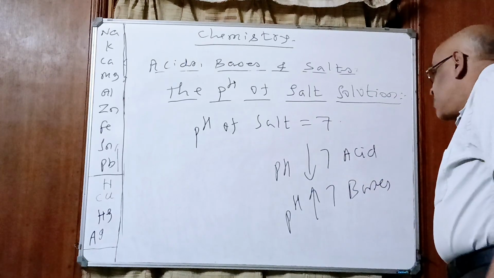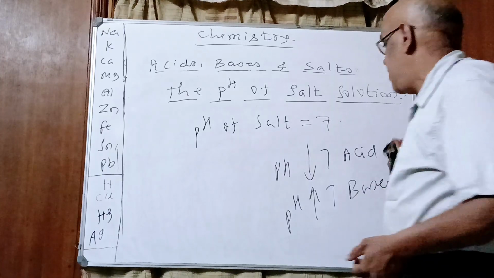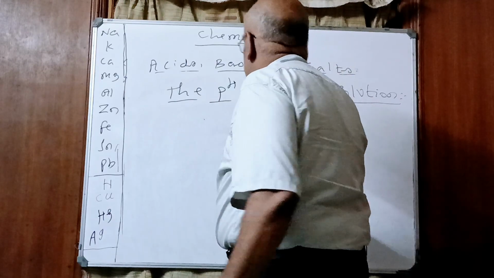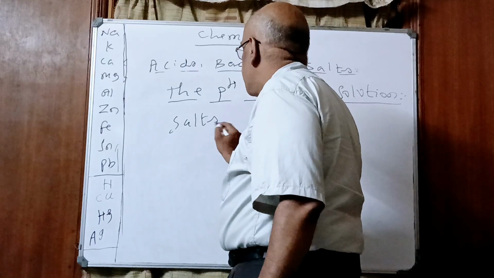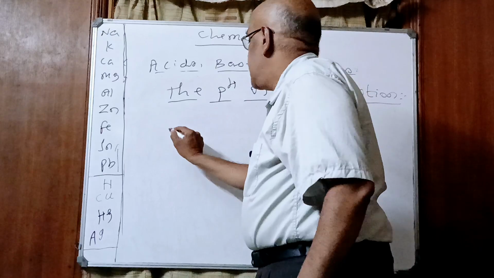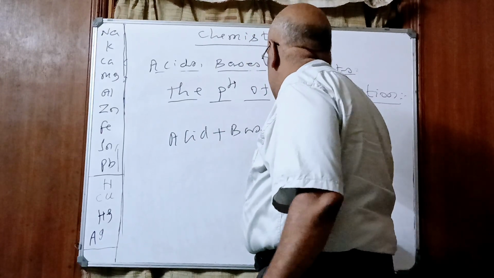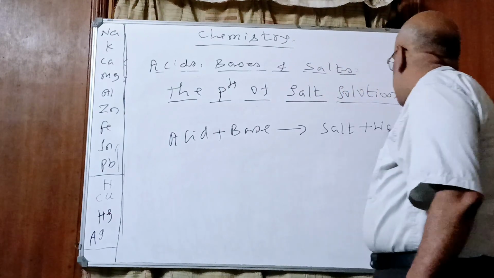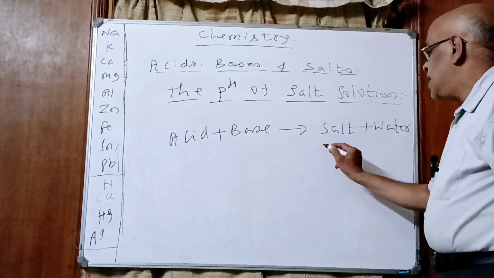But there are some salts, children, whose pH value will be more than or less than 7. How come? You may wonder. Come, let us see. Now, salts. How are salts formed? Salts are formed when acid reacts with base. What do we get? You already know that. Salt and water. Understood, children?